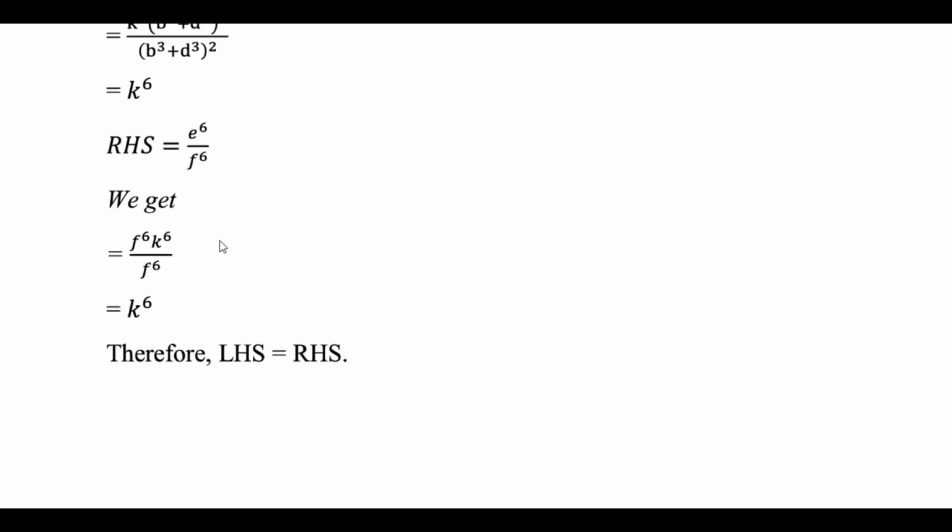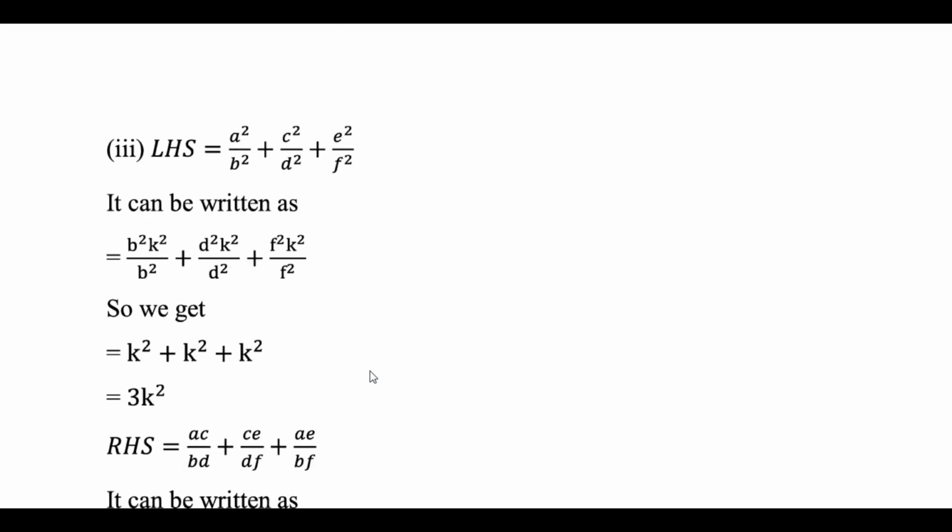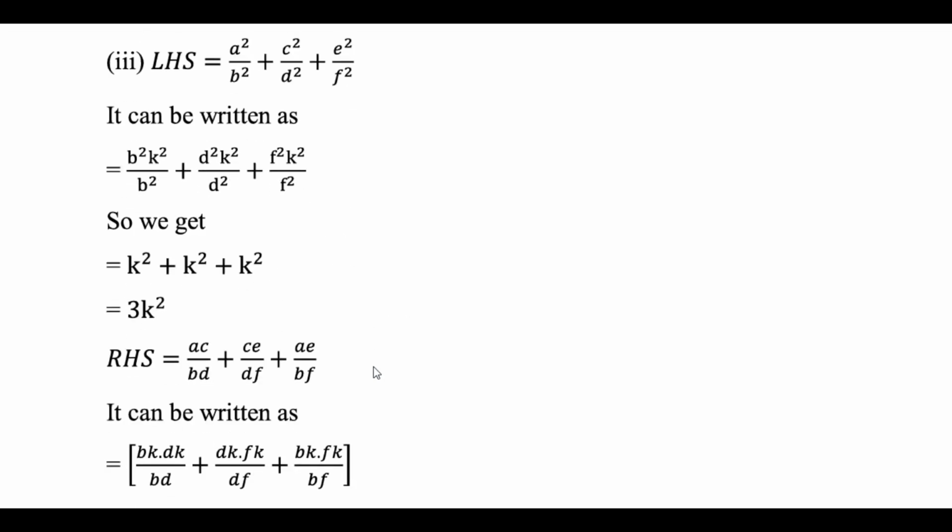Again, you have to put the values of e, that is f to the power 6, k to the power 6, f to the power 6, striking out. So what will remain? k to the power 6. So the left hand side is equal to the right hand side. Come to the next part.